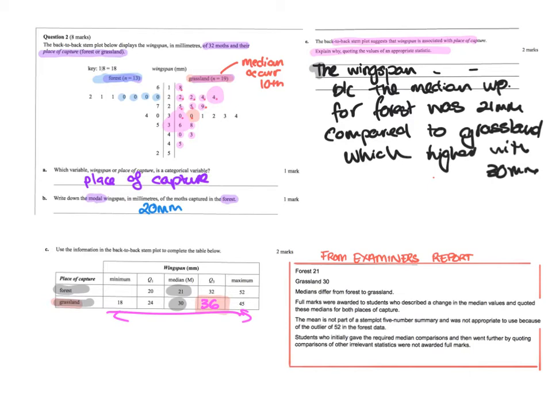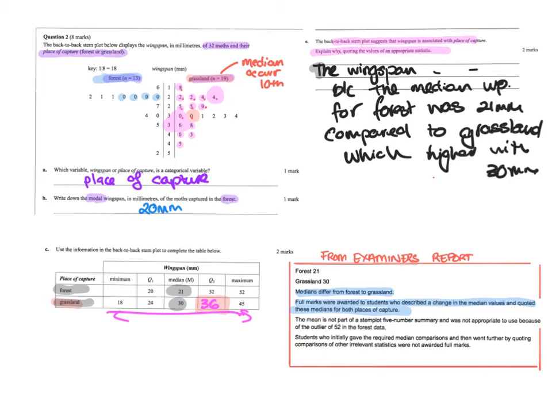Okay, now down here, I thought I did this, sorry, I should have showed you. Here is the examiner's report response. If you've got one of these, you've got it in your notes now. It says the medians differ from the forest to grassland. Now, we need to make note. Full marks were awarded to students who described the change in median values and quoted these medians for both places. Can you see that? Now, I did that, didn't I? I quoted both of them.